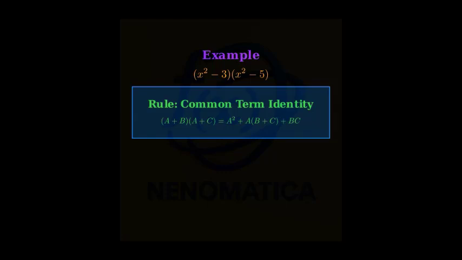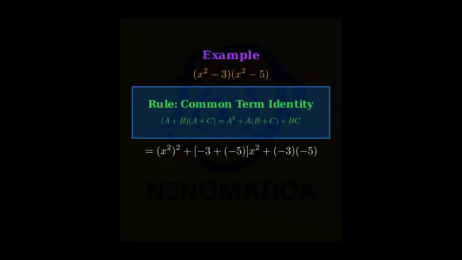In our case, x squared is our common term, a, -3 is b, and -5 is c. Now, let's apply the identity. We get x squared squared, which is x to the 4th power, plus x squared times the sum of -3 and -5, plus the product of -3 and -5.